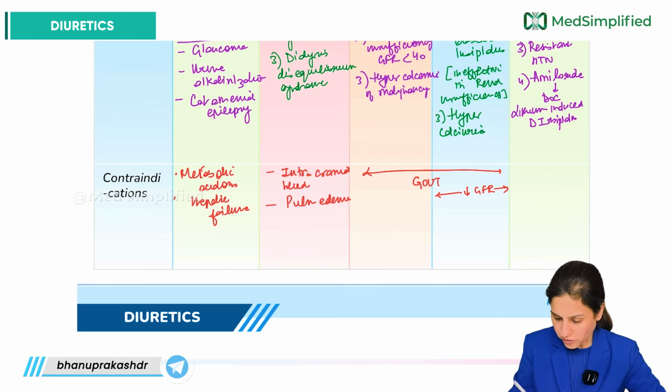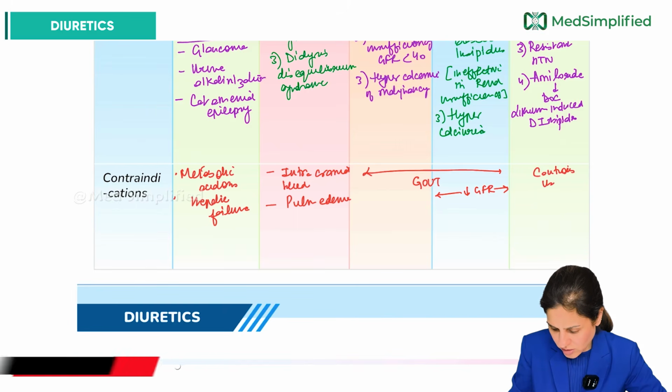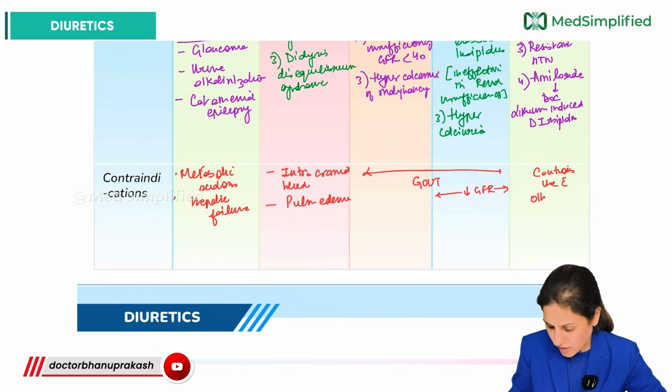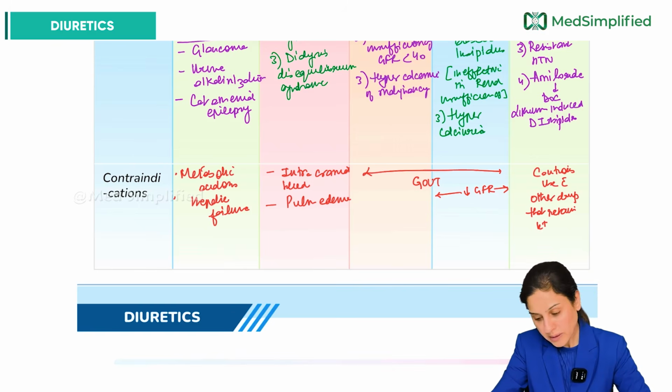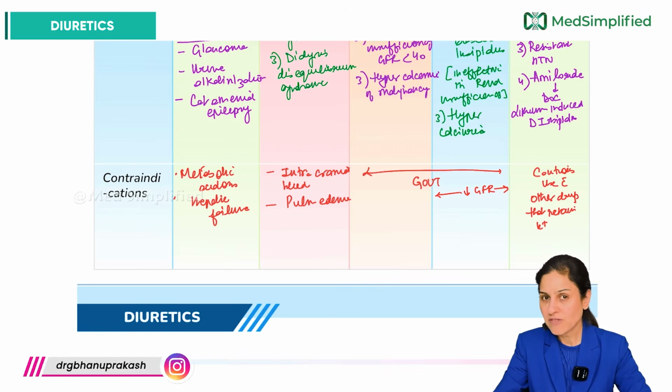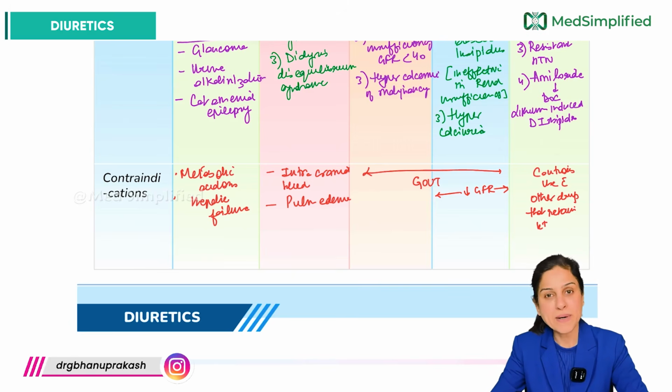Then in case of potassium-sparing diuretics, definitely cautious use with other drugs that retain potassium, right? ACE inhibitors, ARBs are quite often employed in heart failure along with spironolactone, but then you have to keep on monitoring the potassium levels because both have a tendency to cause hyperkalemia.